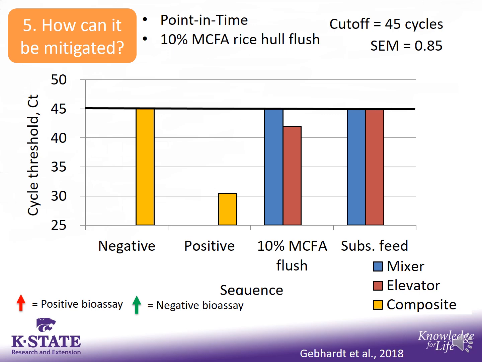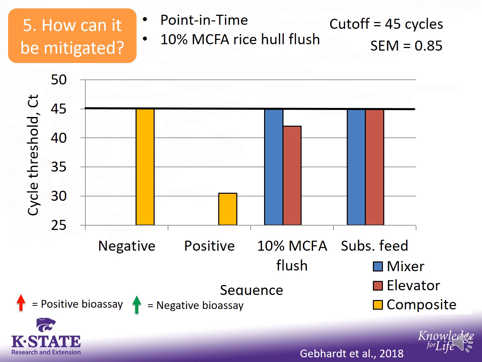After we flushed the mixer with that rice hull flush, we then manufactured a PEDV negative diet, and that's termed subsequent feed. We collected samples in the mixer and in the bucket elevator, and in the negative and positive diet, we fed composite samples where we analyzed samples separately in the mixer and bucket elevator for the flush and subsequent feed. What we found with the cycle threshold of 45 was that, of course, there was no detectable PEDV virus in the negative diet. But when we manufactured a PEDV positive diet, there was detectable virus at about 30.5 CT.